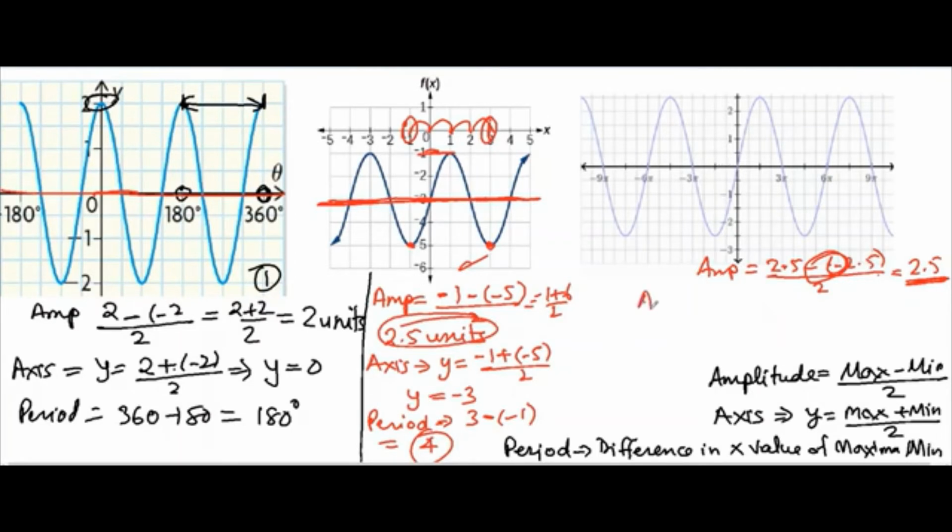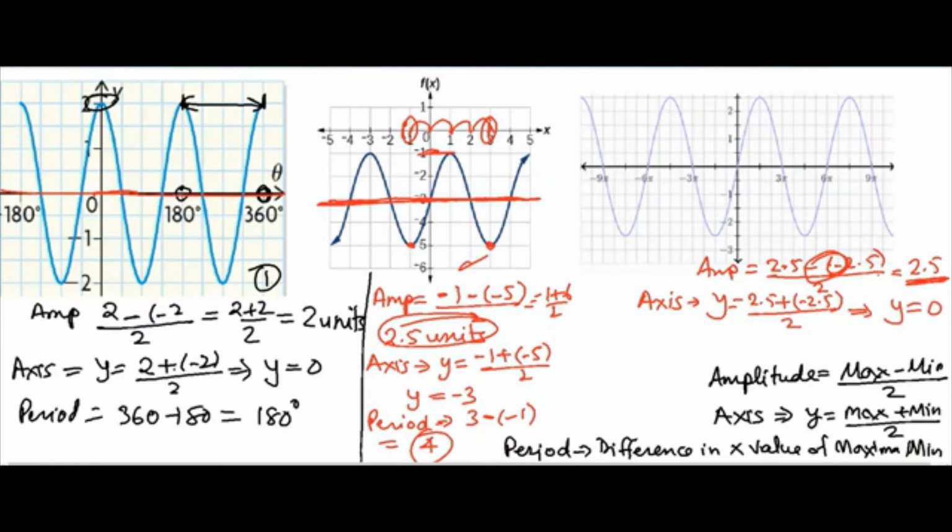Next is axis. Axis will be y equal to maximum plus minimum. So 2.5 plus minus 2.5, again same thing, divided by 2, 0. Y equal to 0 is the axis of this third graph.